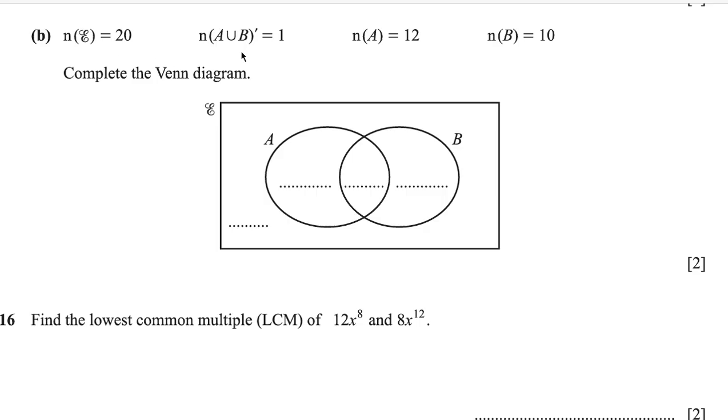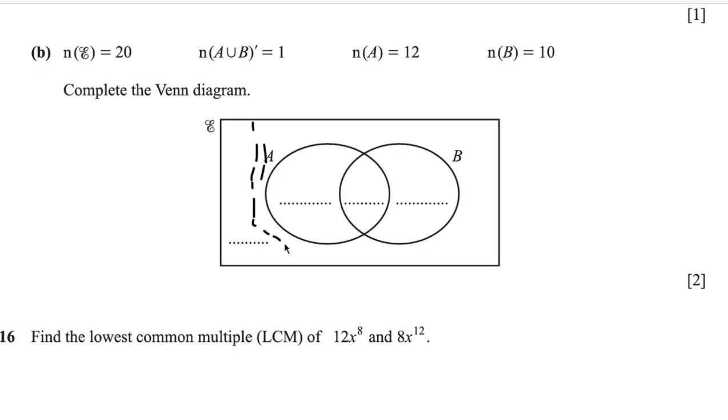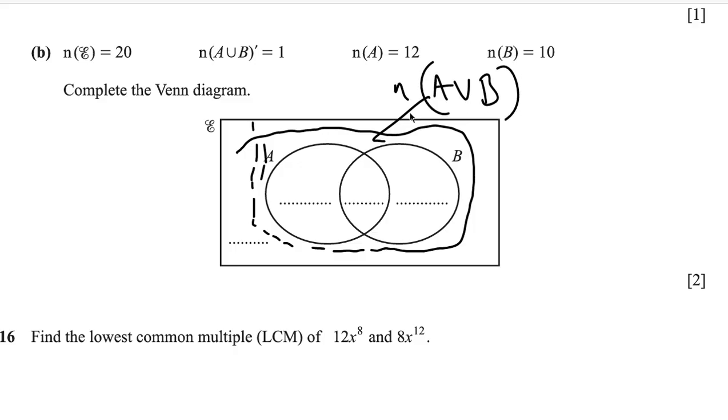n of (A union B) all prime is equal to 1. n of A is 12 and n of B is 10. Complete the Venn diagram. Right, so you should understand that the whole of this, which is A, B, this whole region represents A union B. So if the number of elements in A union B complement is 1, remember that the total number of elements, which is the universal set, is 20. So to get the number of elements in A union B, we're going to have 20 negative 1. And 20 negative 1 is 19.